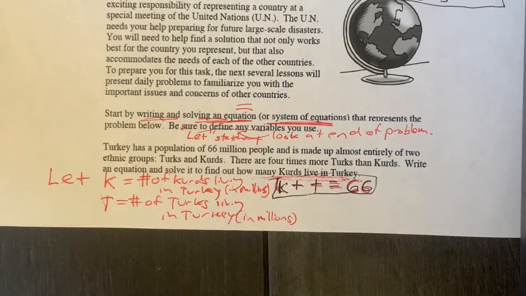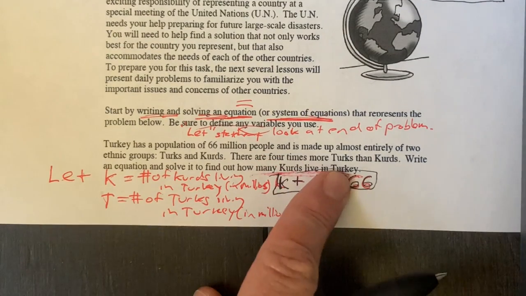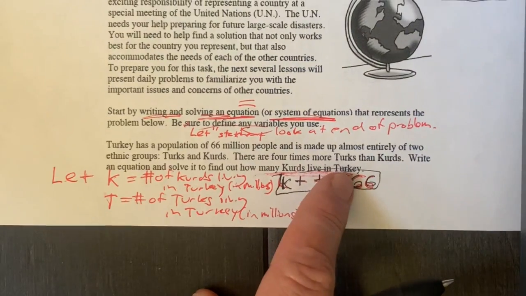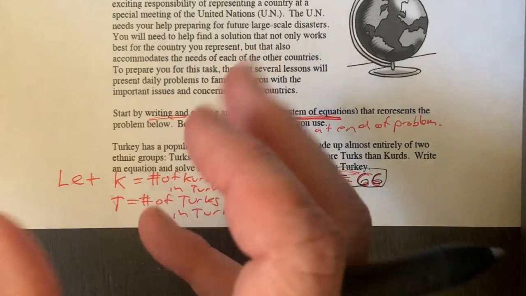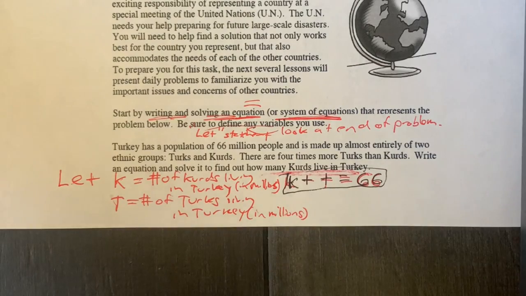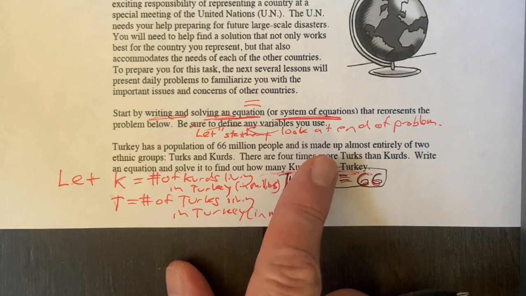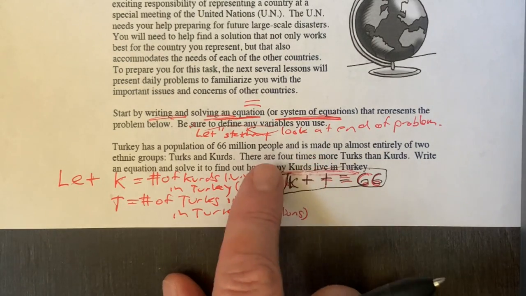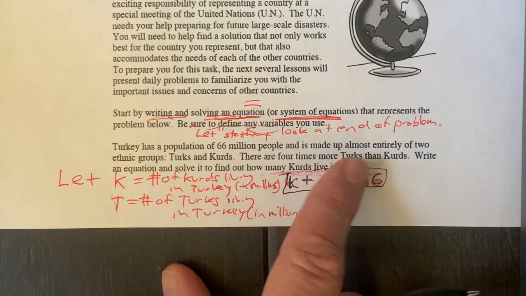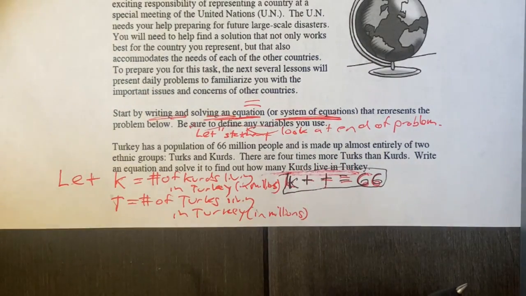Okay, harder here. This is the second equation. Usually there's a total quantity equation, and then the second one is either money or some sort of comparison between the two, like a cost equation, which is what appears in a lot of other problems. There's no cost here, but there's a comparison relationship that we can come up with. It says here there are 4 times more Turks than Kurds living in Turkey.